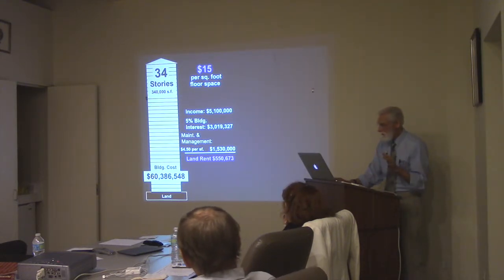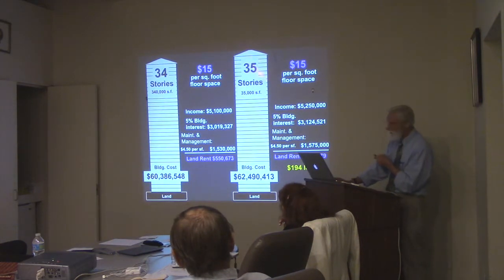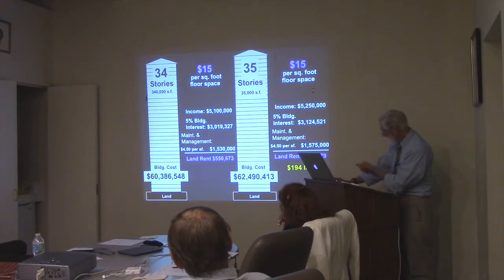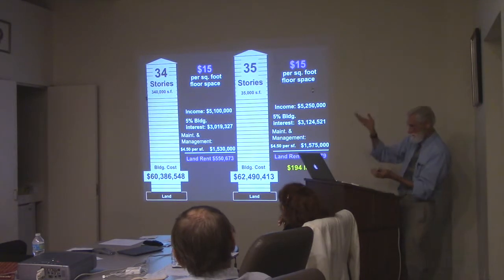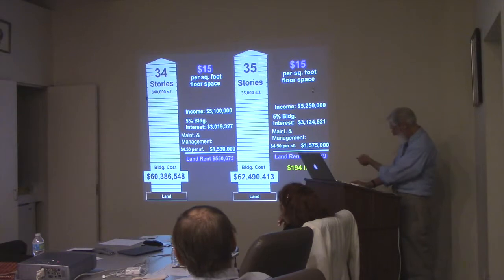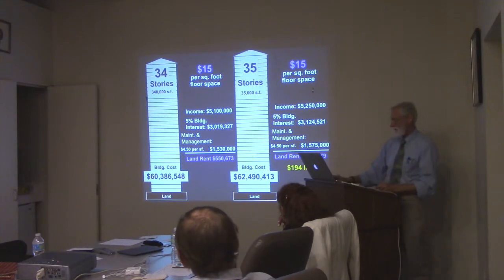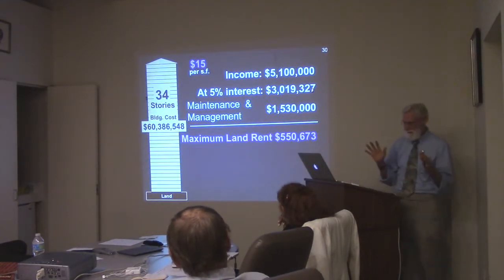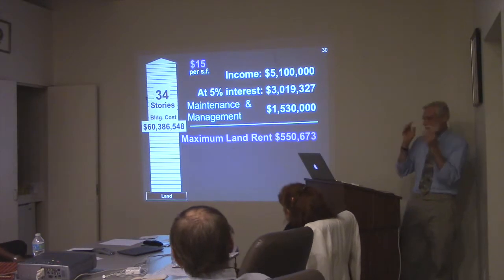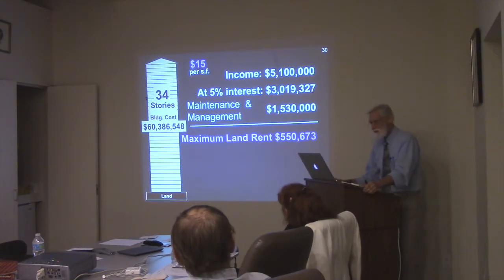Well, just to make sure, I showed 35 stories, but because of the same thing, putting that extra floor on, and we ought to be talking about how much that extra floor on the bottom, you should jack that under there because that's the one that's got to be strong, you get $194 less. So we're really confident that 34 stories is the highest and best use, the most profitable.